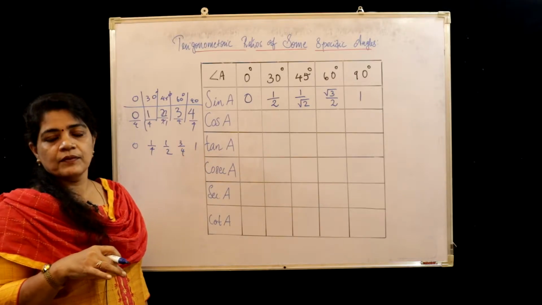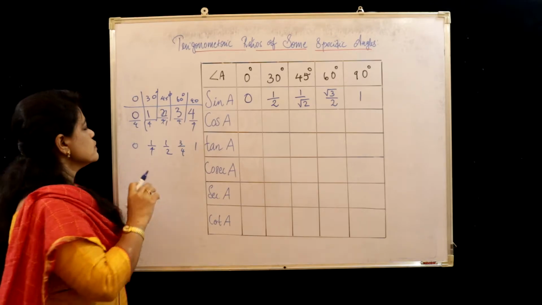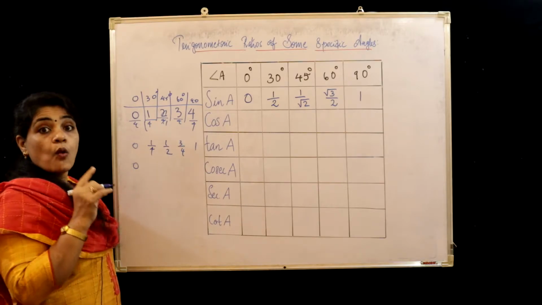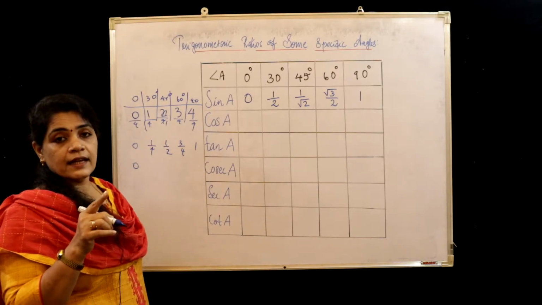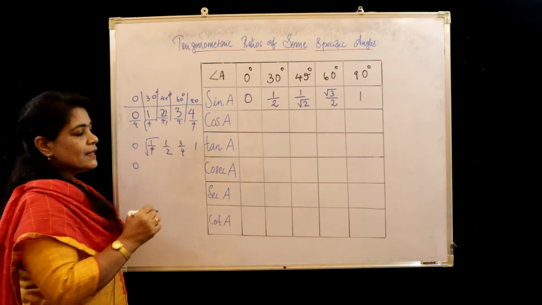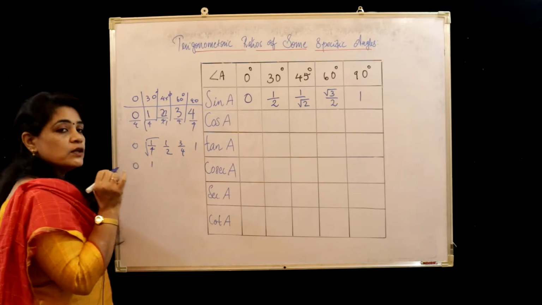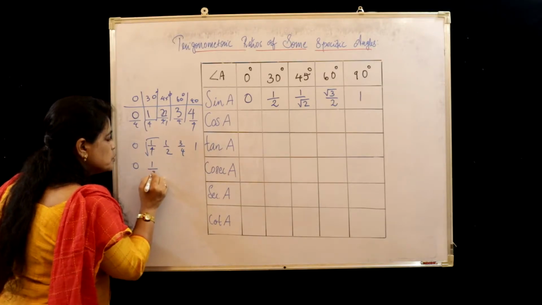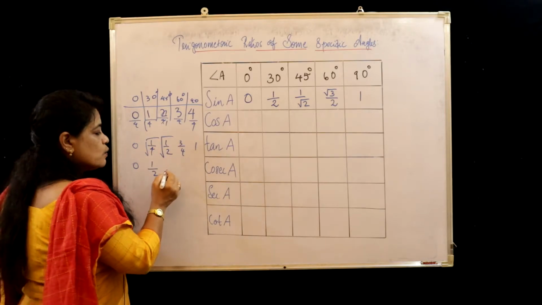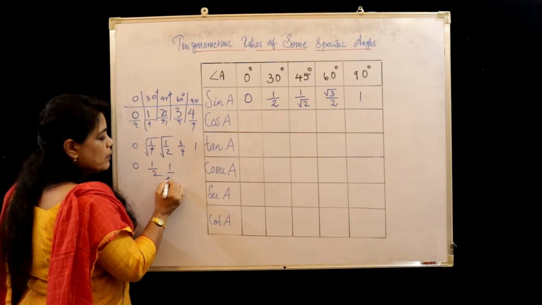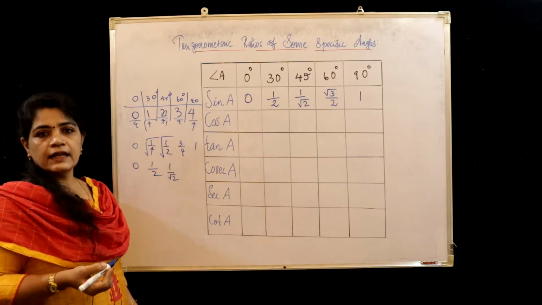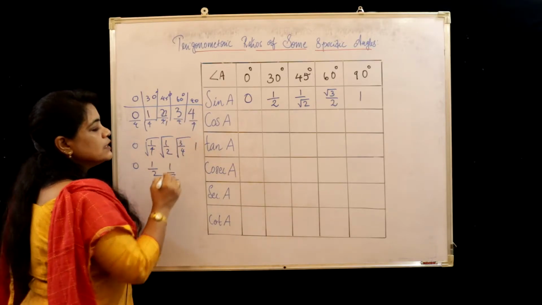And the third step, you just take the square root. Square root of 0 is 0 itself. 1 by 4 is the second entry, so take its square root. What will be the square root of 1 by 4? Root 1 is 1 itself, and root 4 is 2, so 1 by 2. And square root of 1 by 2: square root of 1 is 1 itself and square root of 2 is root 2, so 1 by root 2. And for 60 degree, take the square root of 3 by 4.